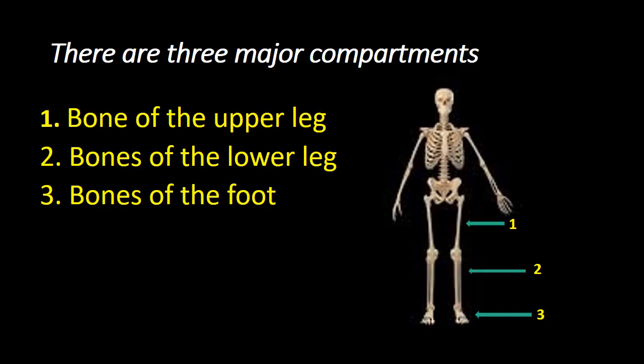When considering the lower limb, there are three major compartments. First one is the bones of the upper leg. Second one is the bones of the lower leg. Third one is the bones of the foot.